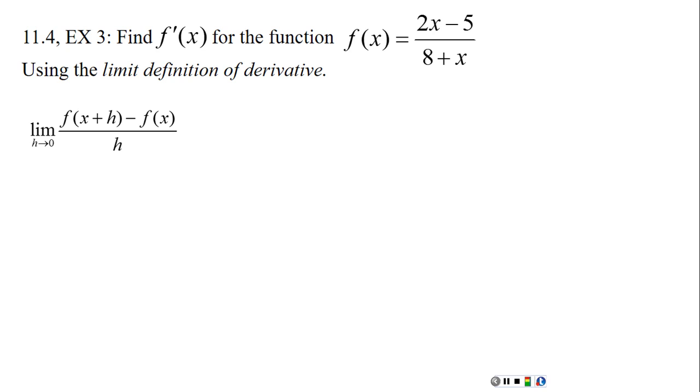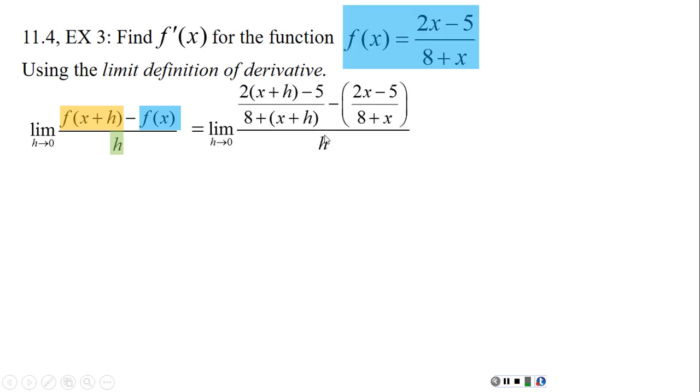All right, so I've got 3 things that I need to replace. Well, I guess h you really don't need to replace. But f of x plus h, I need to, up here, every time I see an x, and there's 2 x's, there's one on top, there's one on bottom. Everywhere I see an x, I'm going to replace it with x plus h. Okay? So instead of 2x minus 5, I have 2 times x plus h minus 5. And on the bottom, instead of 8 plus x, I have 8 plus x plus h. So the yellow part here is representing my f of x plus h.